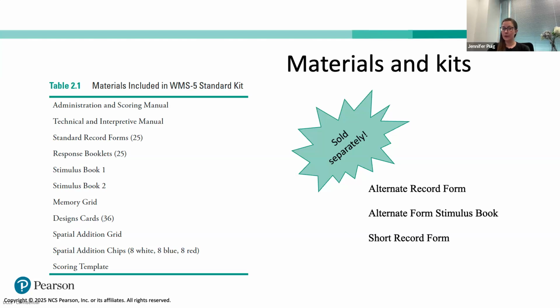But sold separately is the alternate record form and the alternate form stimulus book and the short record form. So the administration and scoring manual covers all forms of the WMS 5, but specific administration instructions for the alternate form are in the record form and the alternate form stimulus book. And the short record form is an abbreviated version of the standard record form.